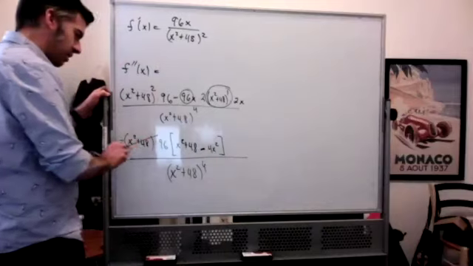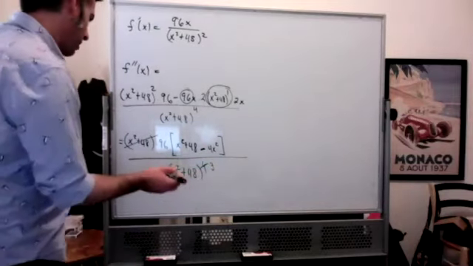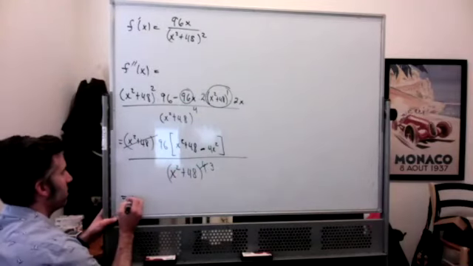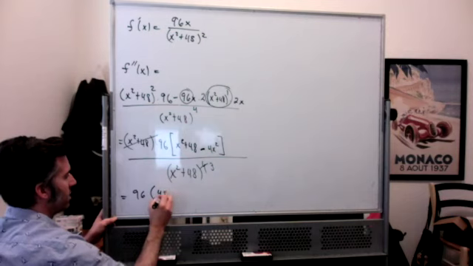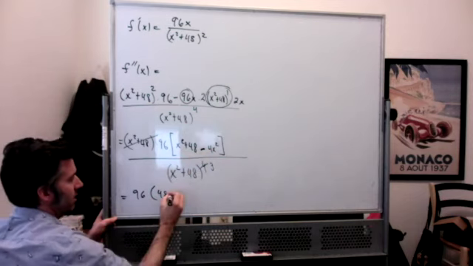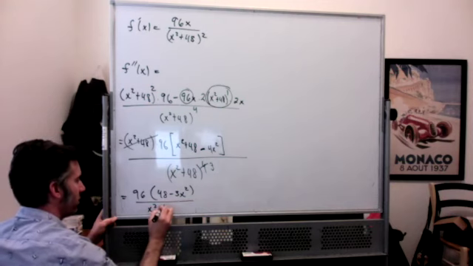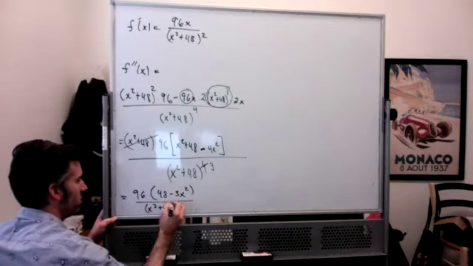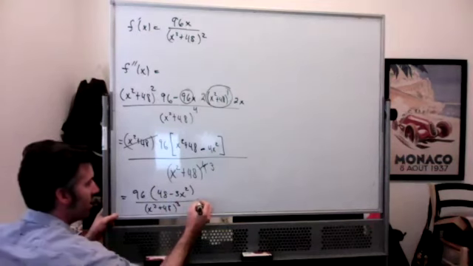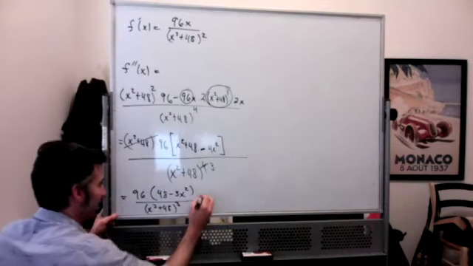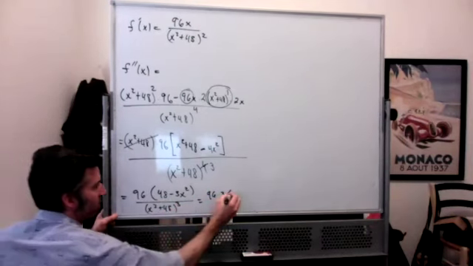I can cancel this one here with one of those there. And so simplifying this, I'm left with 96 times 48 minus 4 plus 1, which is minus 3x squared, all over x squared plus 48 cubed. I can factor this a tiny bit more. I can factor out a 3. I don't want to do 96 times 3, so I'm going to say it's 96 times 3 times 16 minus x squared.